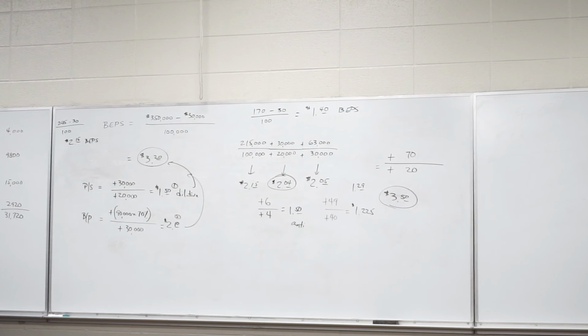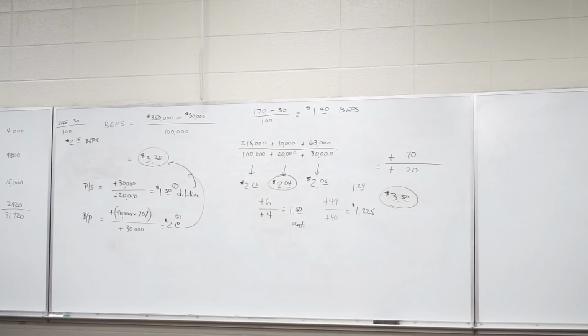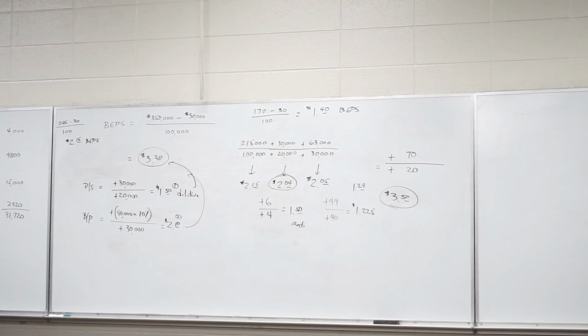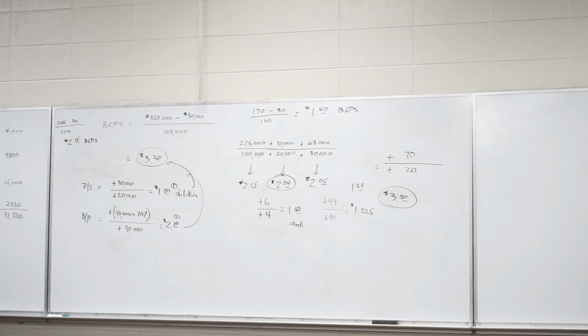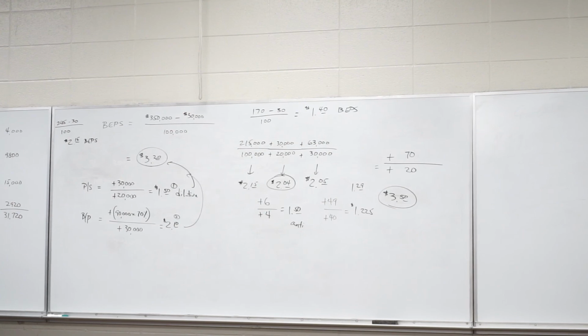Questions? Okay, let's go to number 17. In determining earnings per share, interest expense, net of applicable income taxes on dilutive convertible debt should be added back to net income for diluted EPS.